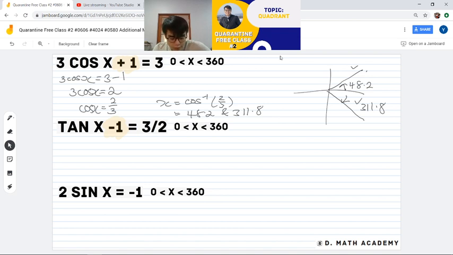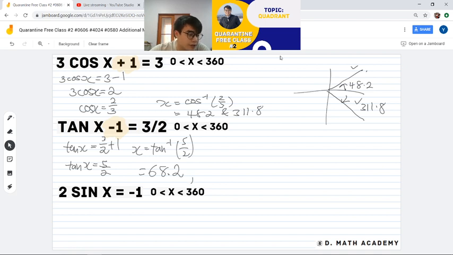So moving on to the next one, we have tangent x. Okay, get rid of the negative 1, shift it to the other side, then you will get 3 over 2 plus 1. So tangent x will be 5 over 2. x equals tangent inverse 5 over 2. So immediately you will get your answer as 68.2 first. Okay, however, this is not the final result, because we still have one more to identify.